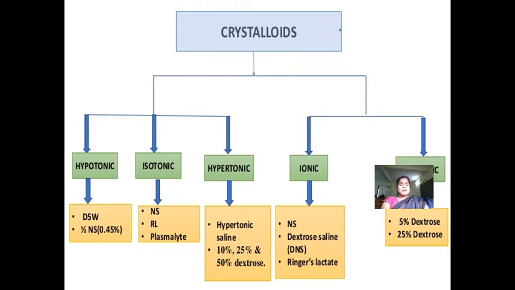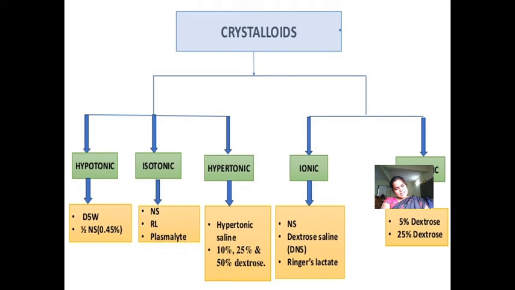So what is hypotonic? Hypotonic, so the tonicity will be less. Then it is 5% dextrose and half NS, that is 0.45%. Remember this one. Hypotonic means, blindly you have to say 5% dextrose, and then one more is there. What is that? Half NS. These are hypotonic solutions.